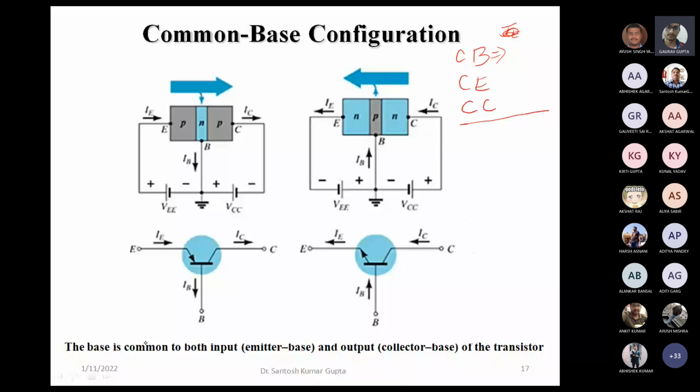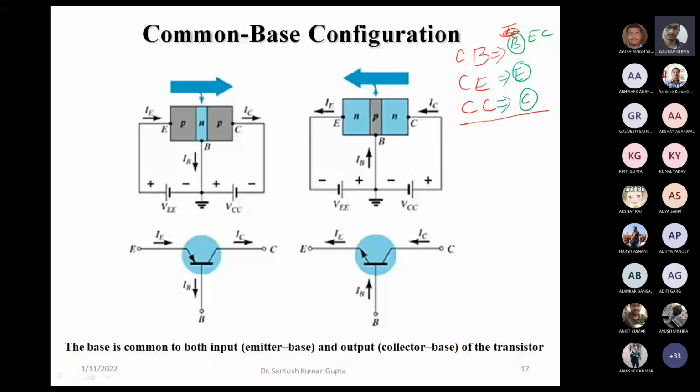So if we look at base, emitter and collector, then in the common base, the base is common to both input and output. In common emitter, it is the emitter which is common to both input and output, and in common collector, the collector is common to both input and output.